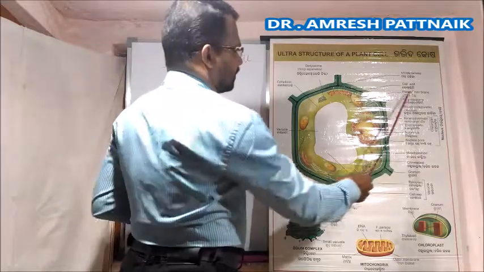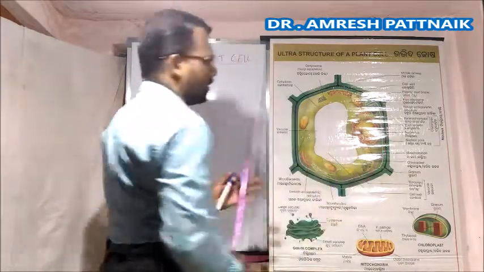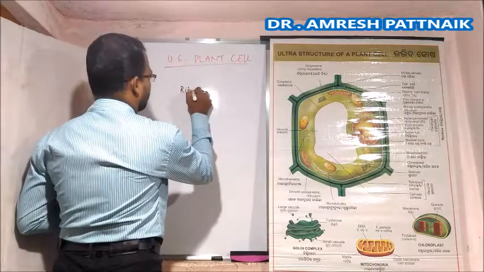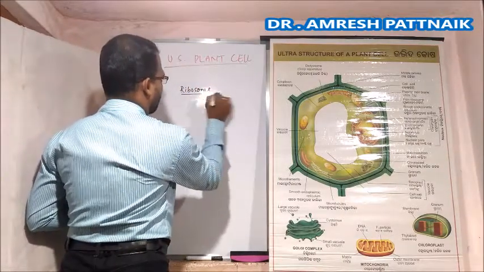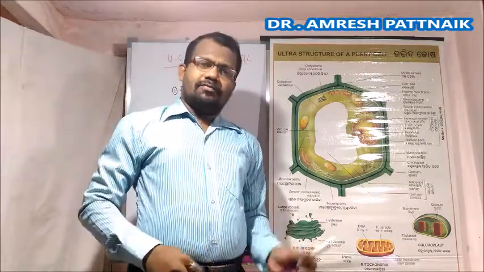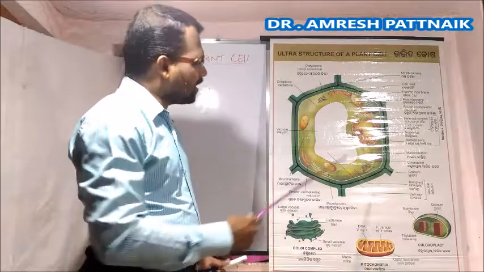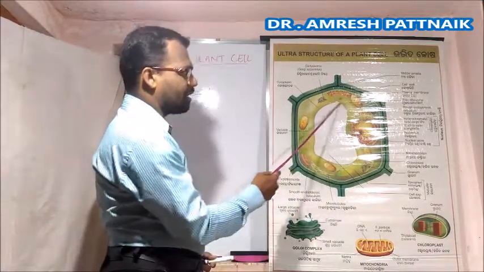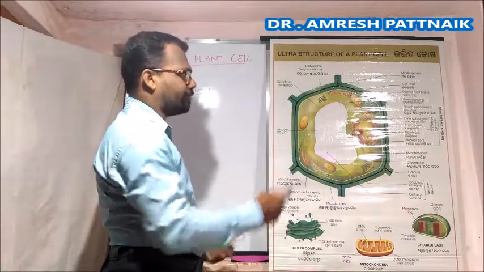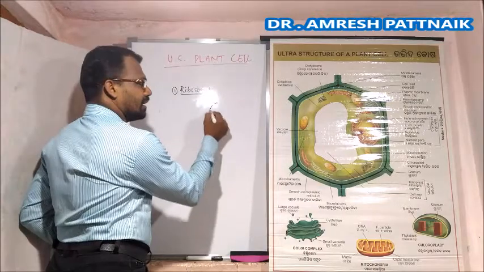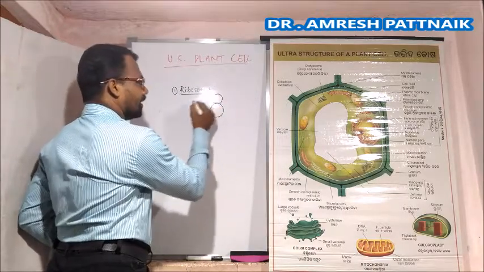First of all, we'll see the ribosome inside this. If you look at the structure of this ribosome, you can find it here. This is the ribosome. In this ribosome, we will find distinct structures. They are always in two subunits.